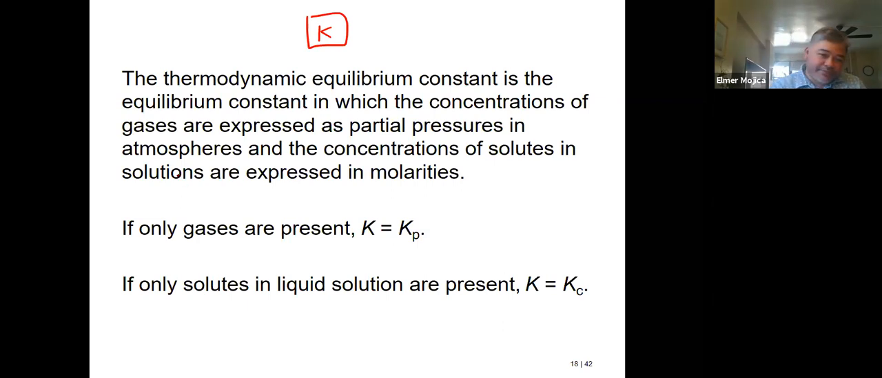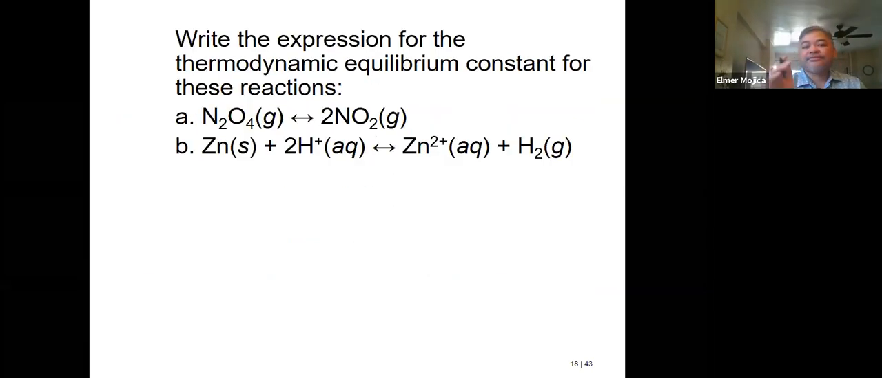Okay, so a thermodynamic equilibrium constant is an equilibrium constant in which the concentrations of the gases are expressed as partial pressure in atmospheres, and the concentrations of solutes are expressed as molarity. So if you have gases, they prefer to use the Kp. If you have solutes, you use the Kc. So how are you going to write the thermodynamic equilibrium here?